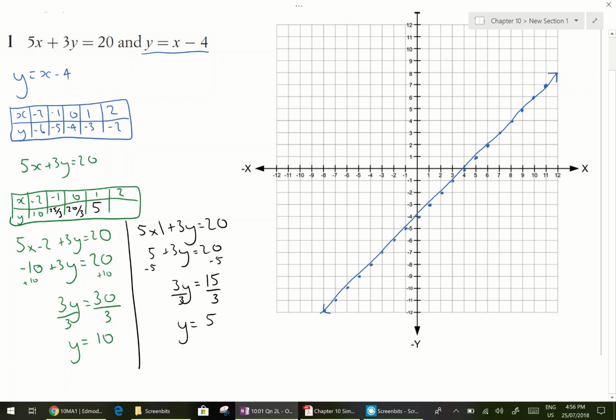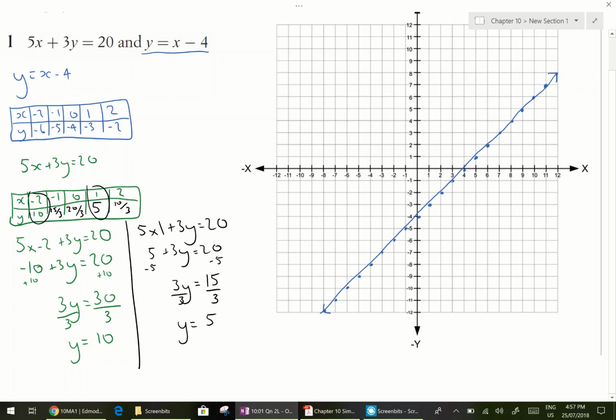We have pretty terrible numbers. If I put 2 in there, 5 times 2 is 10. We take that away from 20, and we get 10 on 3. It's going down by 5 over 3 each time: 25 over 3, 20 over 3, 15 on 3, 10 on 3. It's not a nice line to graph. So I'm just going to graph these 2 points here, and we'll work off those two.